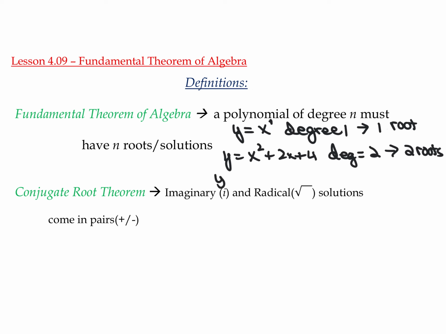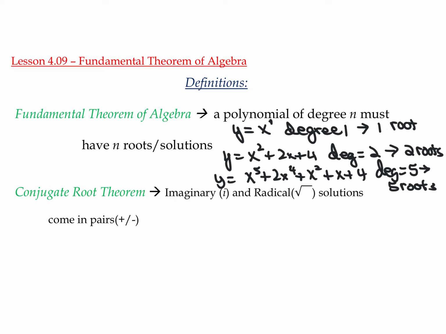If my polynomial function was y equal x to the 5th plus 2x to the 4th plus x squared plus x plus 4, the largest degree is 5. Therefore, that means it has 5 roots. Now, these roots can be one of 2 types. They can either be imaginary or they can be real.